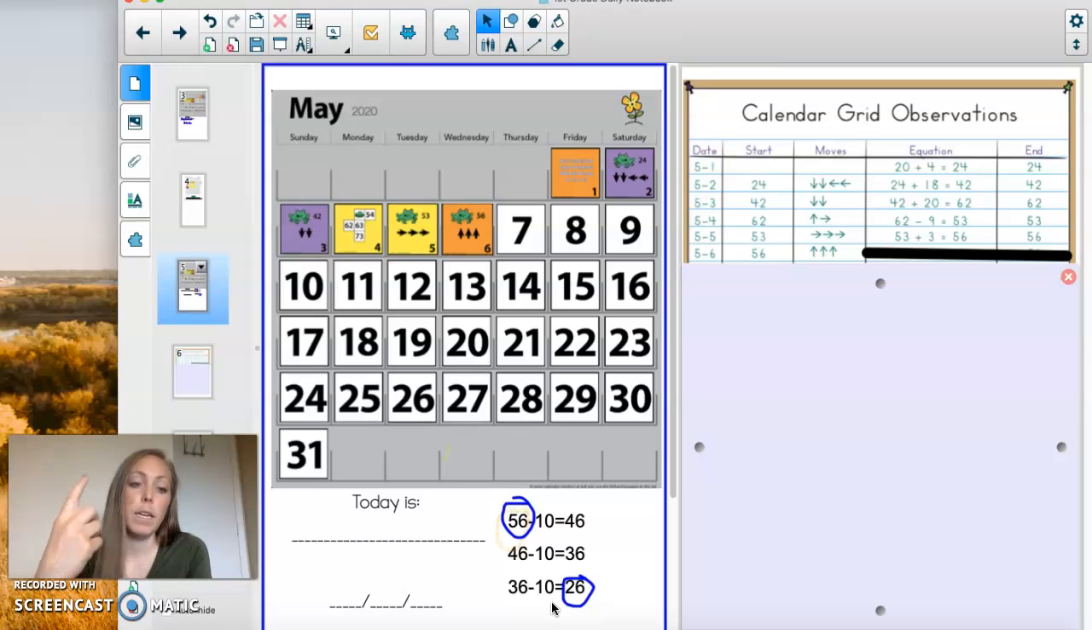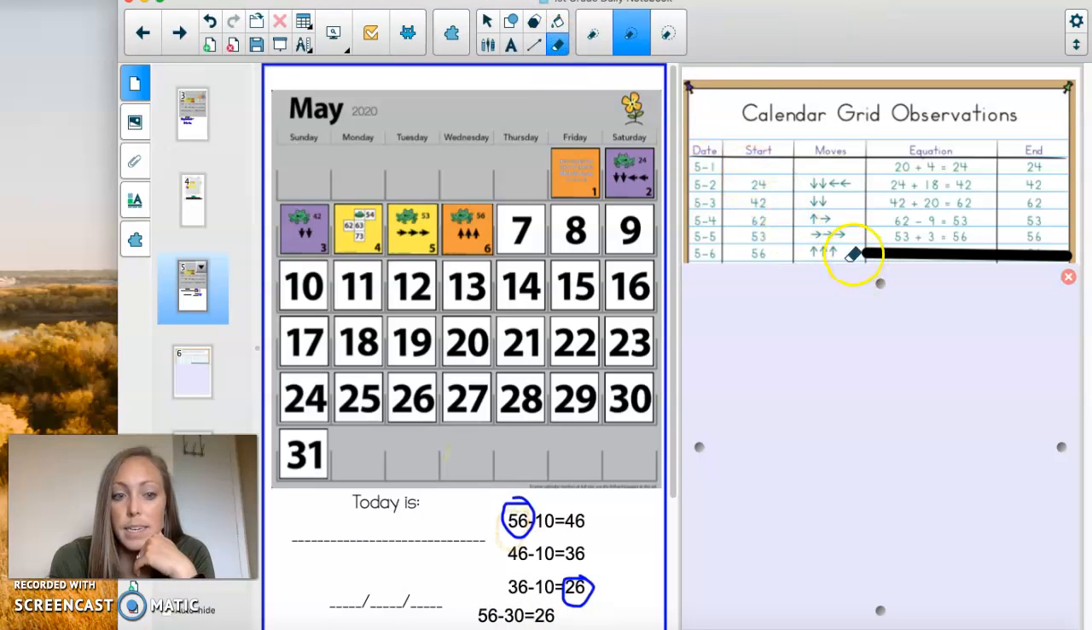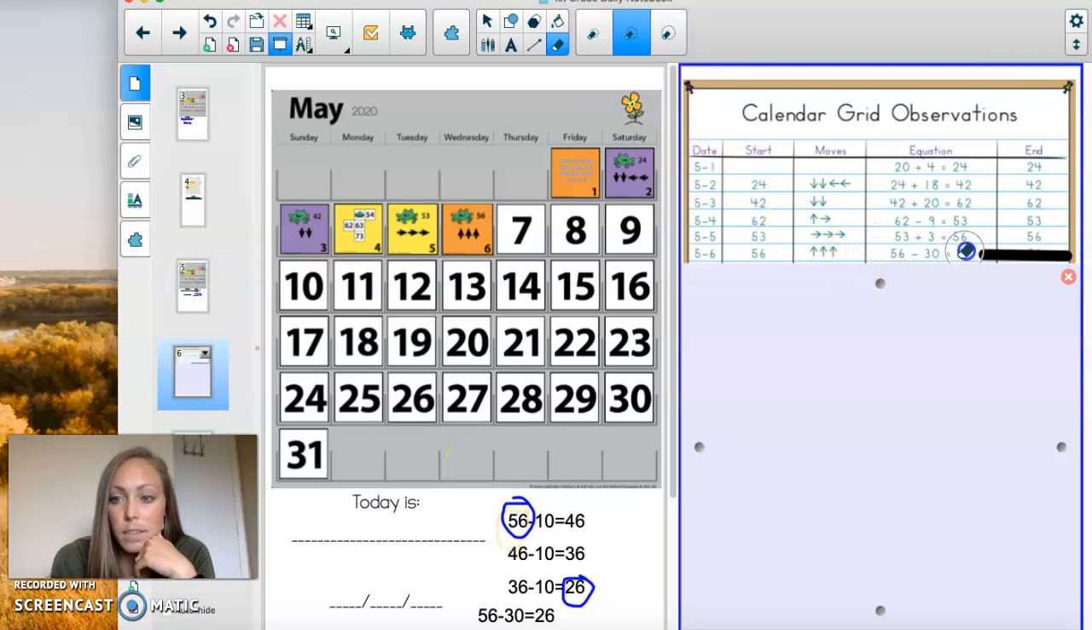That means when he hops up, he's taking away 10. So we have to count by 10s for those 3 hops. So let's count by 10s for the 3 hops. 10, 20, 30. So he took away 30 when he was hopping today. So he actually did 56 minus 30 equals what? Where did he land? On the 26. So 56 minus 30 equals 26. Let's see if we got it right. Oh, we did. 56 minus 30 equals 26.